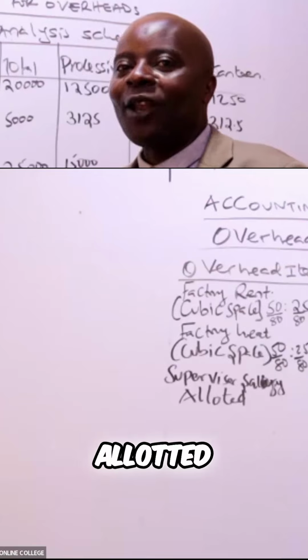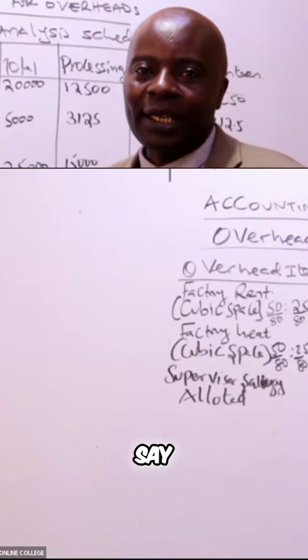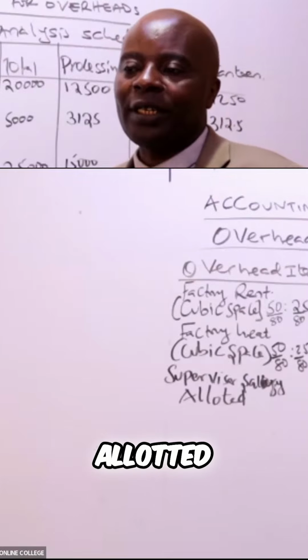You must be able to know the difference between allotment and apportionment. With allotment, even if the cost is common, you are able to trace it directly and say this belongs to this department. That is allotted, or allocated.